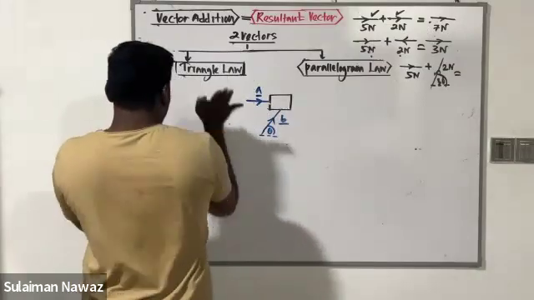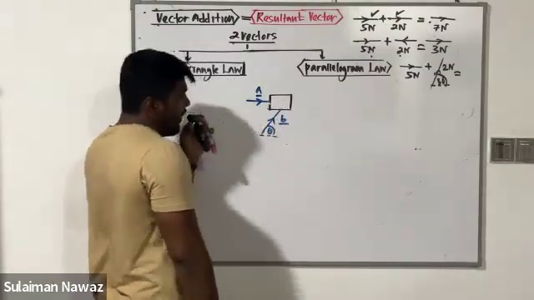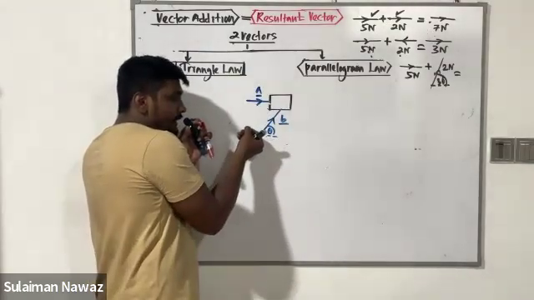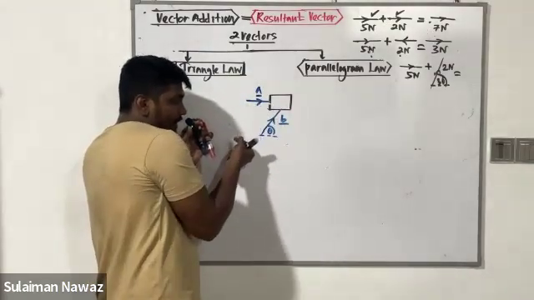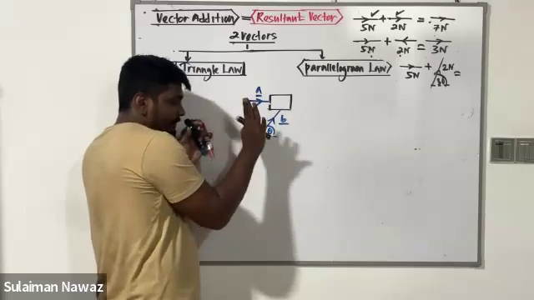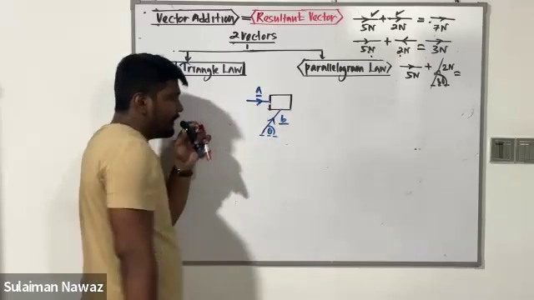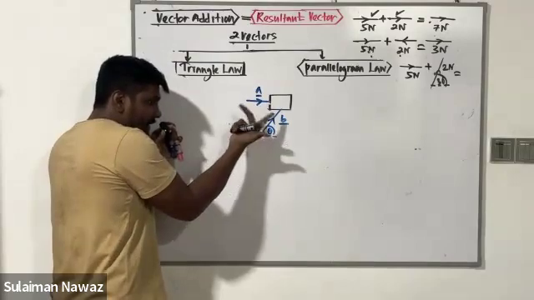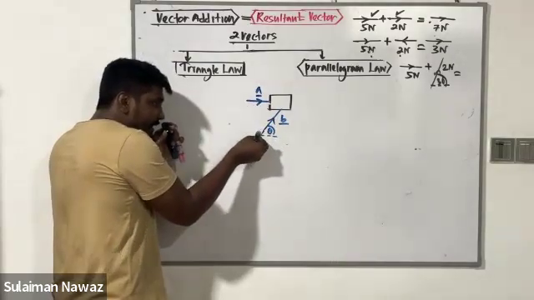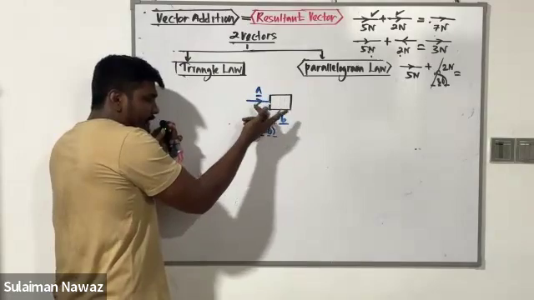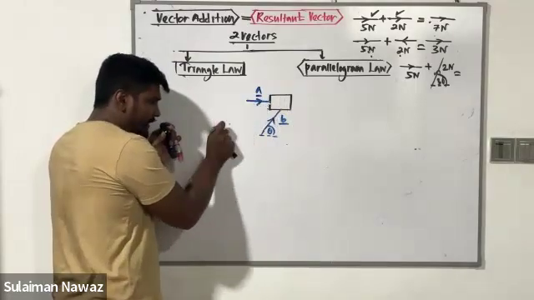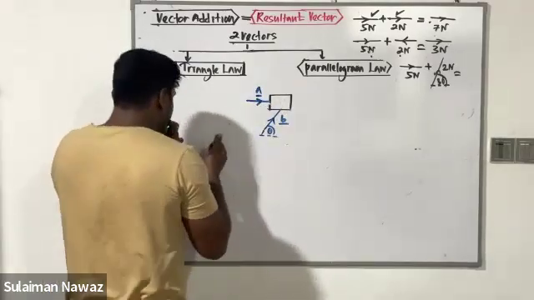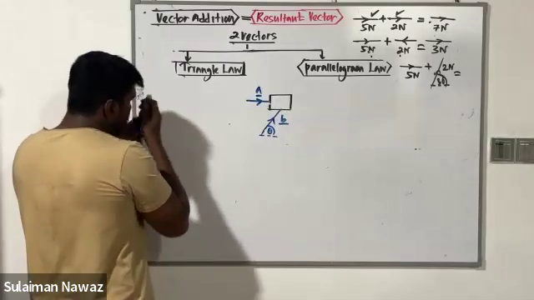Now, the triangle law says something like this. You know how to represent a vector graphically, right? You should draw a length proportional to the magnitude of the vector, and the arrowhead shows the direction of the vector. Now, the triangle law says that you draw vector A and vector B graphically. Start from whichever vector you like. If you like to start from vector A, you can start from vector A. If you like to start from vector B, you can start from vector B. Now, I like vector A, therefore I start drawing vector A.